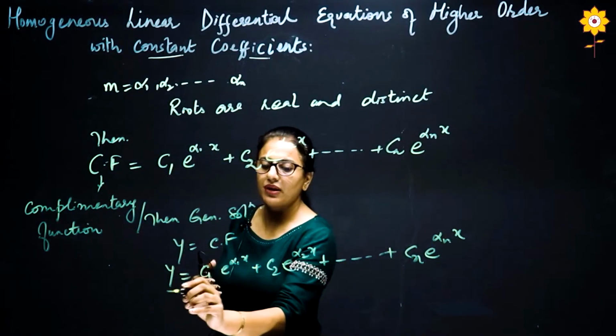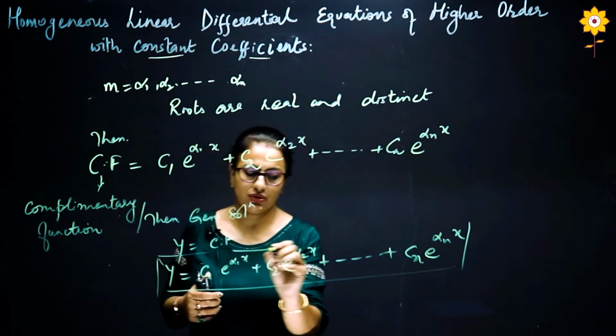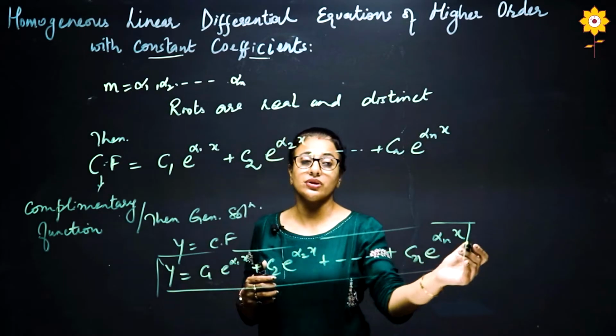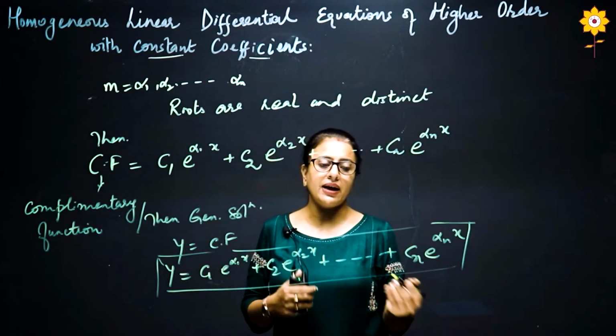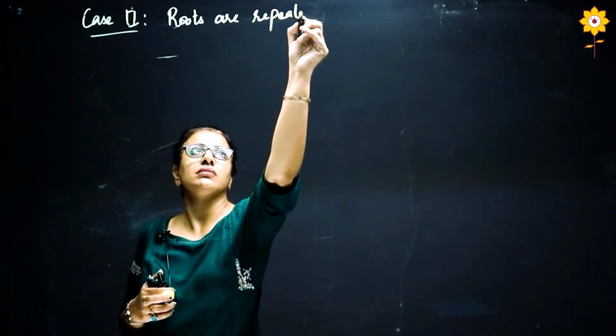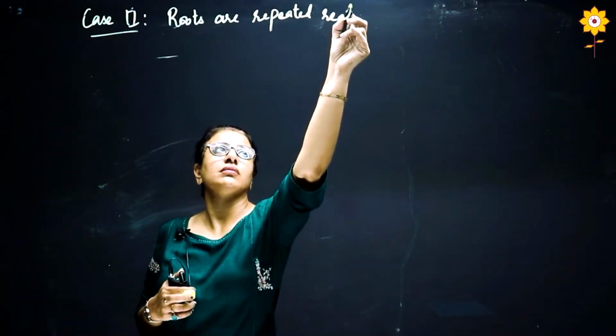So this is the formula for the general solution, or the final solution for the equation, whenever we have roots which are real and distinct. Now case number 2 is when the roots are real and repeated.